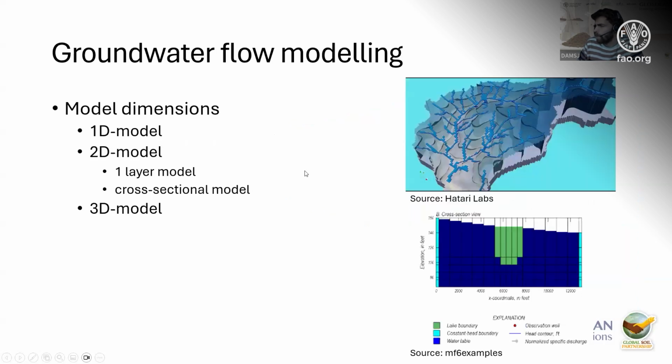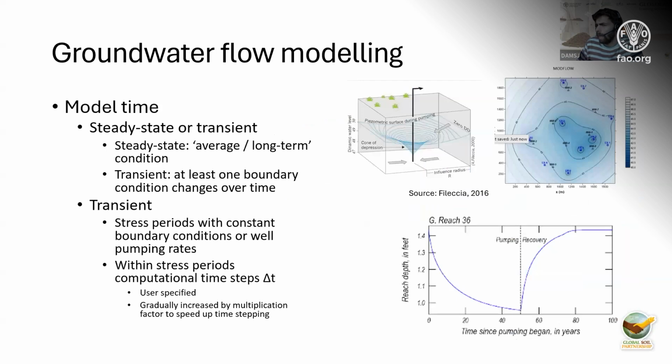Also the dimensions: you can make a 1D model in ModFlow, you can make a 2D cross-sectional model, for example, or you can make a full 3D model, representing catchments, for example, and multiple layers. Everything is possible as long as you have the correct information. Also for the time domain, you can create steady state models, which give an average long-term condition of your groundwater system.